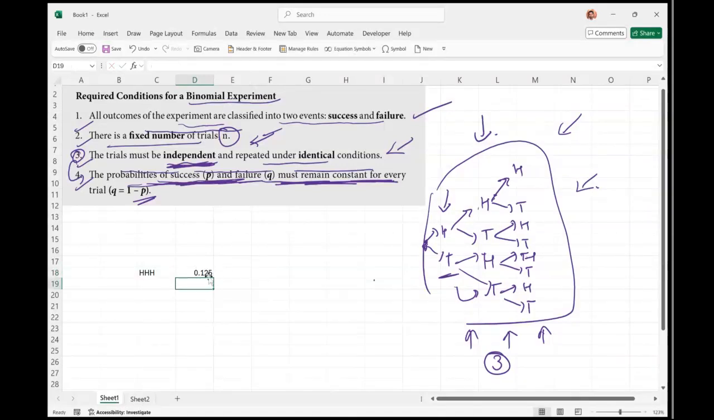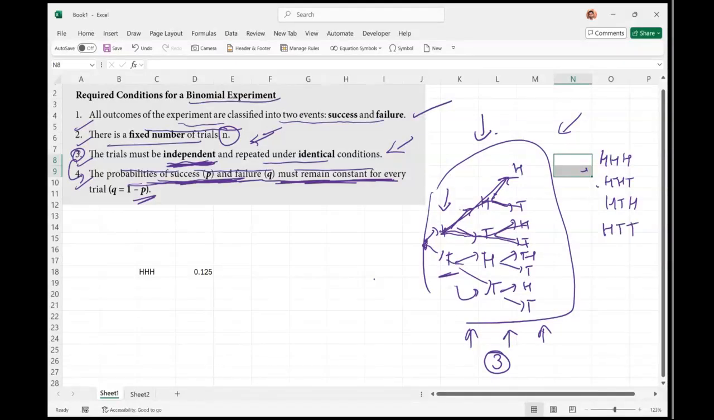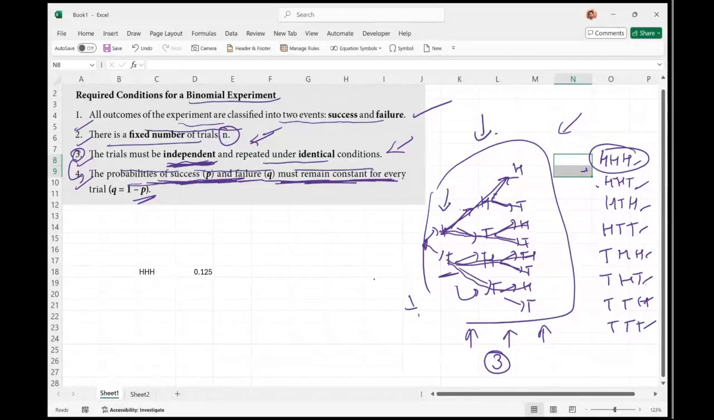Yes, we got the probability as 0.125, and I can match my answer by counting how many outcomes there can be in the given question. The number of outcomes is 8. Those outcomes are: head, head, head; head, head, tail; head, tail, head; head, tail, tail; tail, head, head; tail, head, tail; tail, tail, head; and tail, tail, tail. 1, 2, 3, 4, 5, 6, 7, 8. Out of 8, only 1 is 3 heads. So 1 over 8 comes out to be 0.125. So our work is correct. So the binomial experiment can be applied to this question.